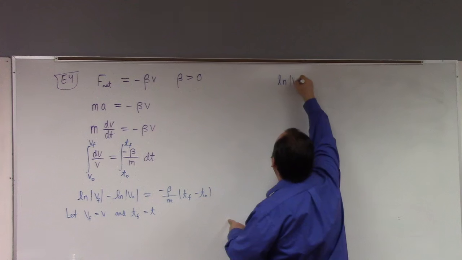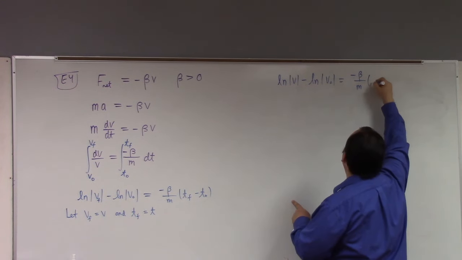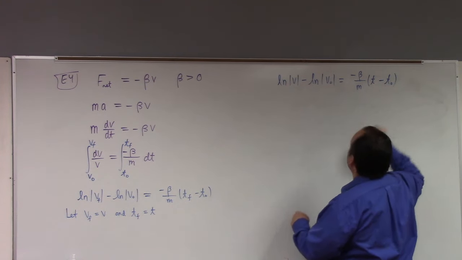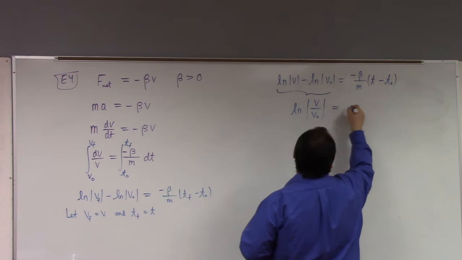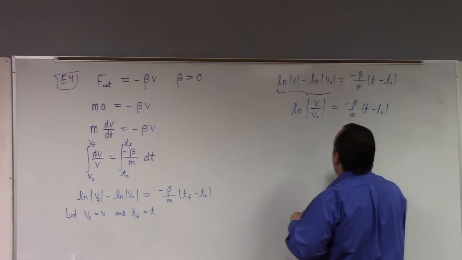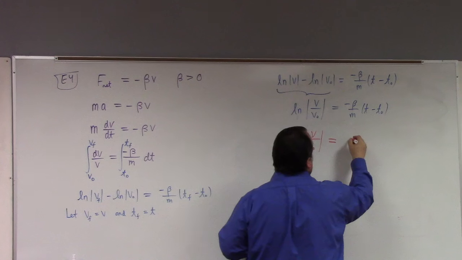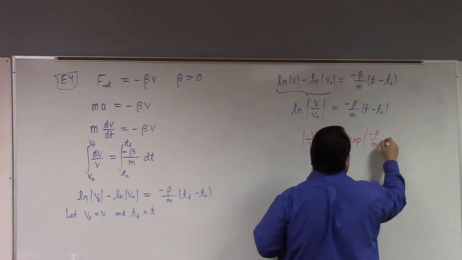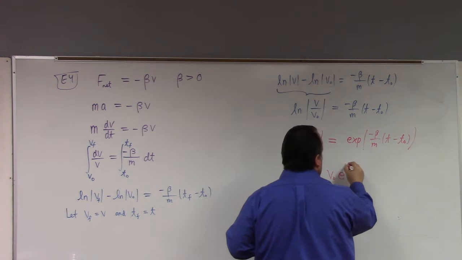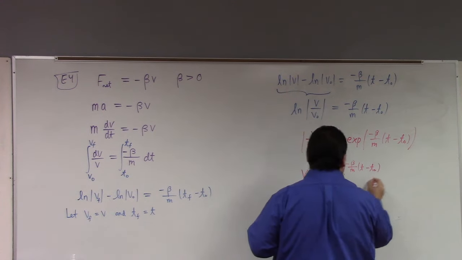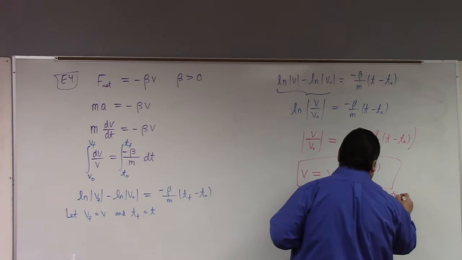So we've got the natural log of the absolute value of v minus the natural log of the absolute value of v naught equals minus beta over m times (t minus t naught). We're assuming the mass is non-zero. By the properties of the natural log, that's the natural log of the quotient of v by v naught. Then exponentiate: the absolute value of the quotient of v by v naught is equal to the exponential of minus beta over m times (t minus t naught). Finally, v is equal to v naught e to the minus beta over m (t minus t naught). And so there you go. This is the velocity as a function of time t.